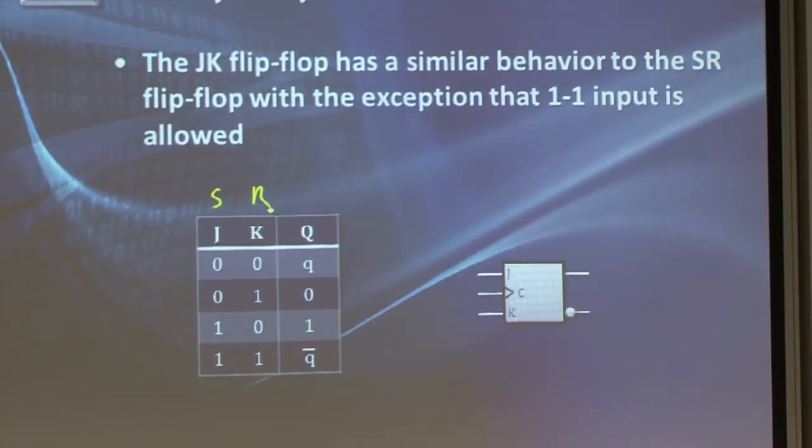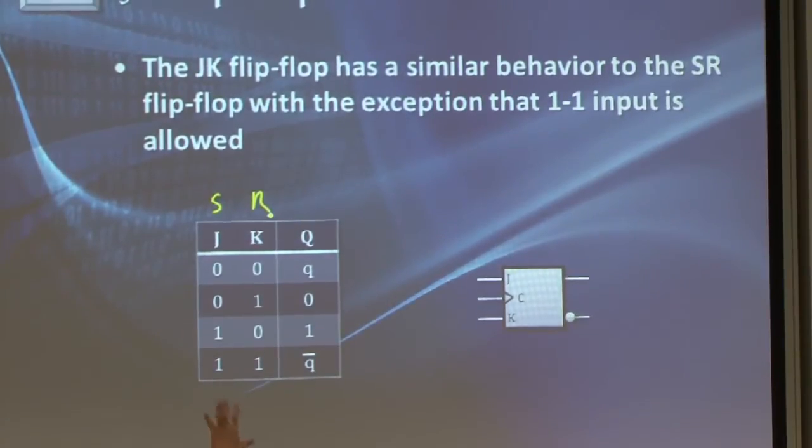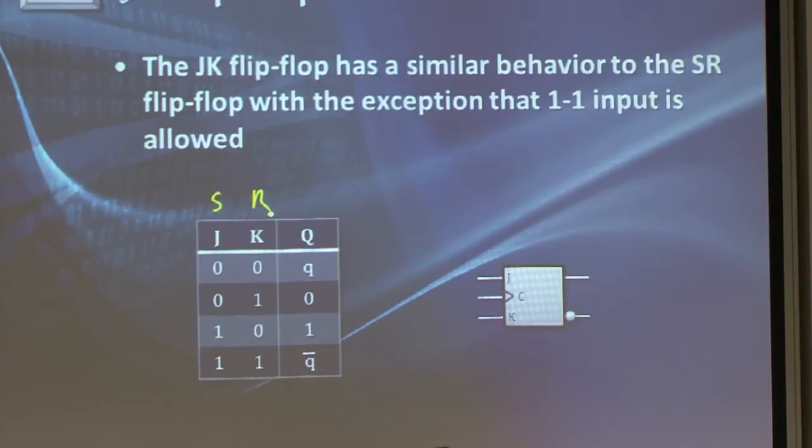The best way to remember this table here is to remember that the J corresponds to the set signal, the K corresponds to the reset signal, with the main difference that when we have this 1-1 condition, which used to be an undefined state, instead of going to an undefined state, it will toggle or invert the current state of the flip-flop.